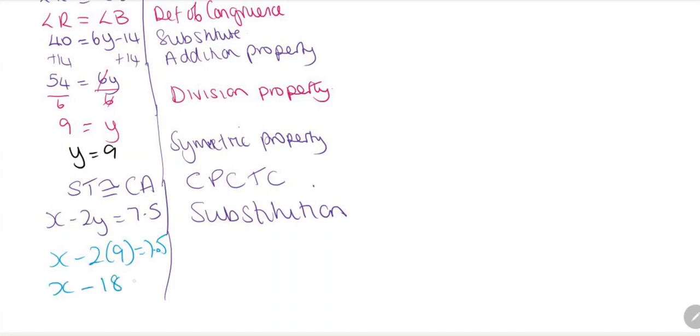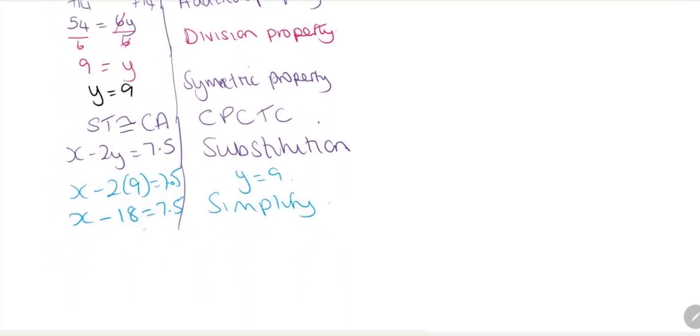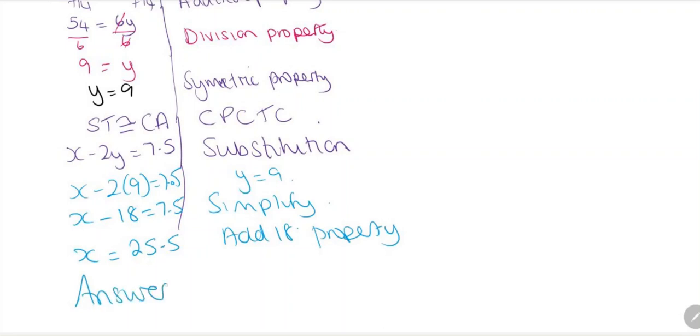So x minus 18 is equal to 7.5, and this is simplifying, and I've substituted in here y is equal to 9. So if I add 18 to both sides, I will have 25.5. So that was adding 18, so that addition property. And then I have my answer that x is 25.5 and y is equal to 9.